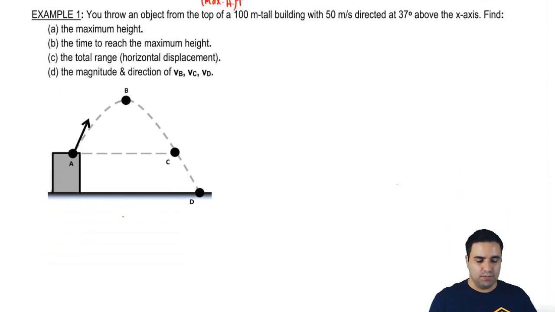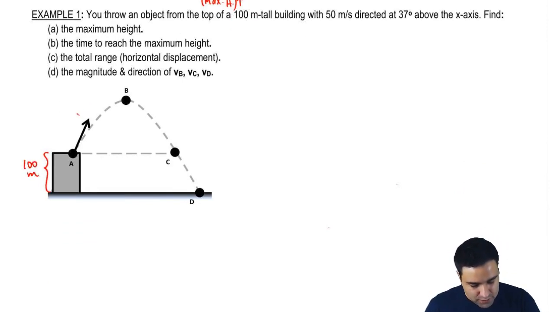Let's go ahead and do this problem. Here it says you throw an object from the top of a 100-meter tall building. So this is 100 meters. With 50 meters per second, so VA equals 50. At an angle of 37 degrees above the x-axis. So that's this. I'm going to call this theta A equals 37.